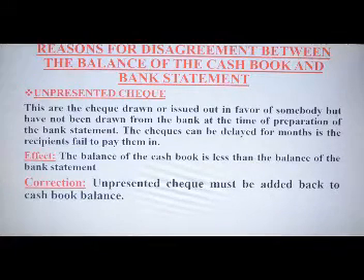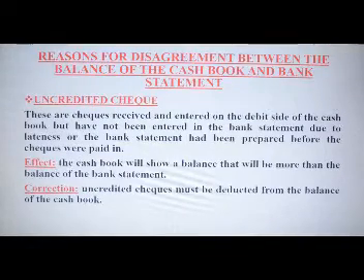So in that case the balance of the cash book and the balance of the bank statement will no longer agree, and the effect is that the balance of the cash book will be lesser because it has been credited. It will be lesser than the balance of the bank statement. So the correction is that you add unpresented checks back to your cash book balance.